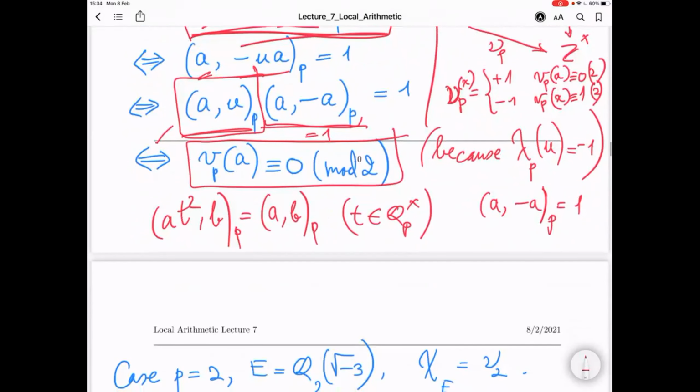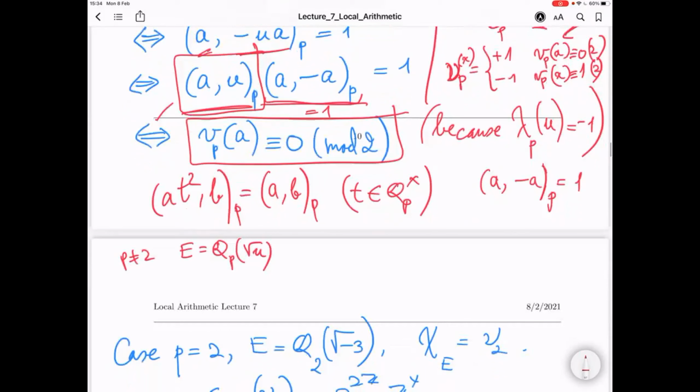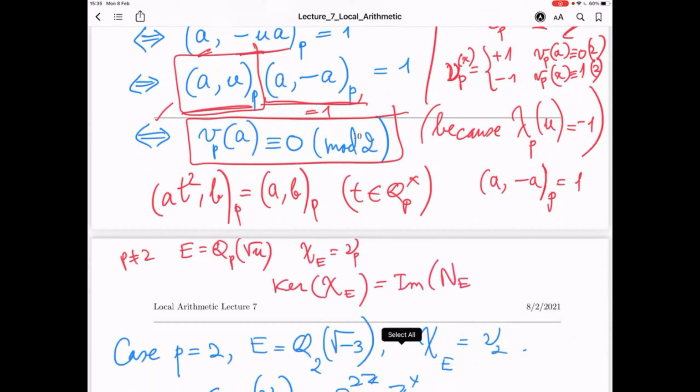So we have proved that for p odd, and for E the following quadratic extension, Q_p root u, for E equal to this, and chi_E to be this new p, we have shown that the kernel of this chi_E is equal to the image of the norm map from E to Q_p.